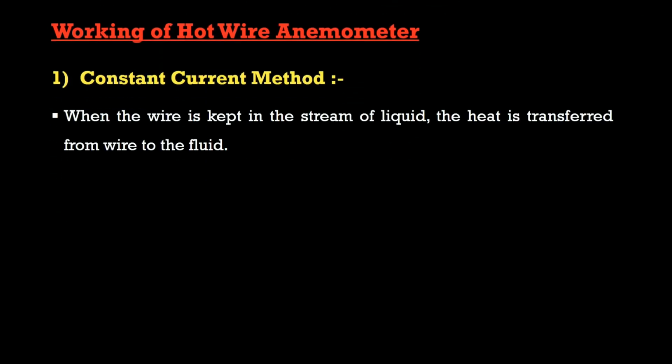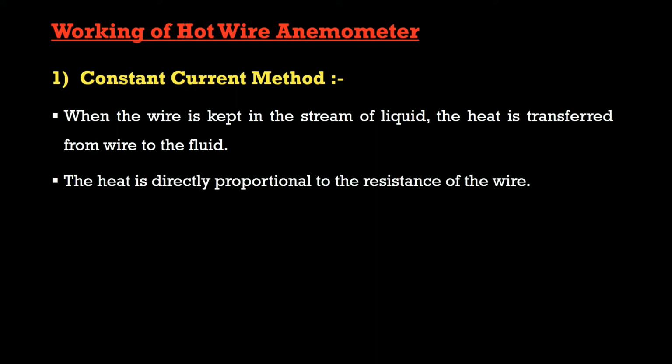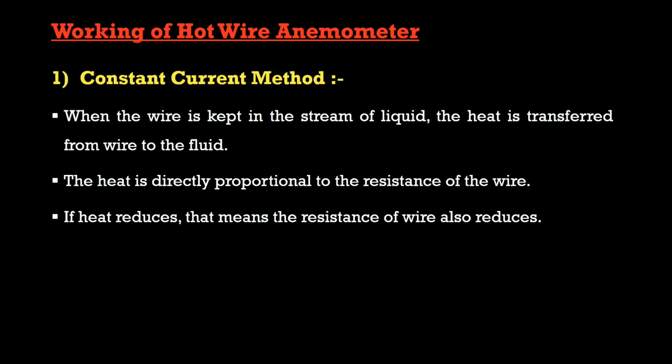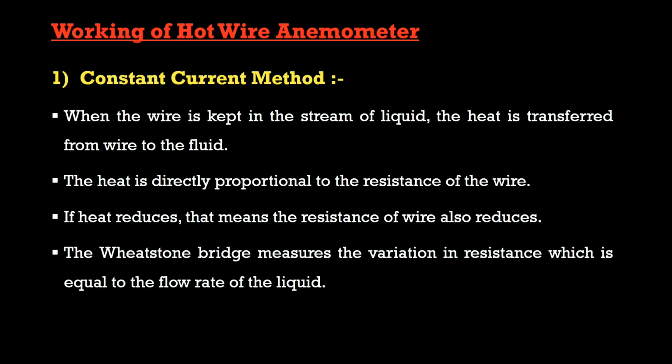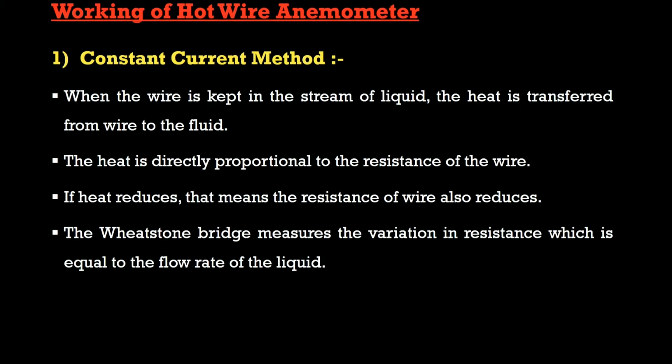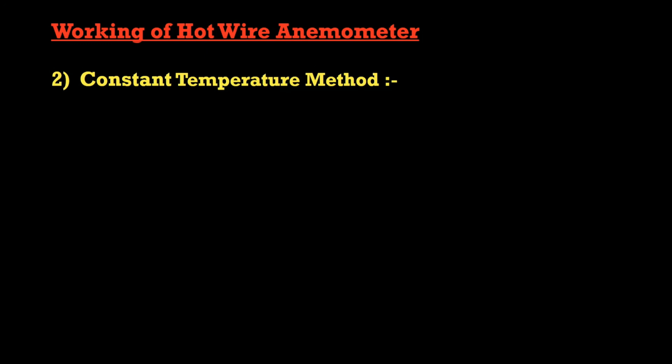So when the wire is kept in the stream of liquid, the heat is transferred from wire to fluid. The heat is directly proportional to the resistance of the wire. If heat reduces, that means the resistance of wire also reduces, and the Wheatstone bridge measures the variation in the resistance, which is equal to the flow rate of the liquid. Now let us see the second method, that is constant temperature method.